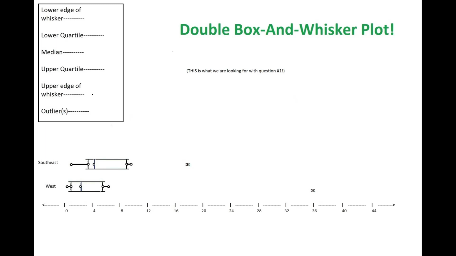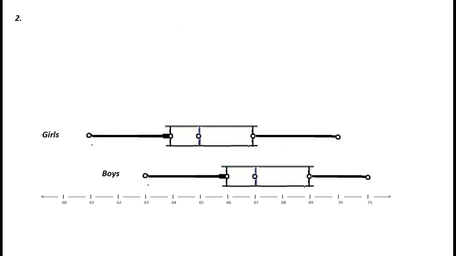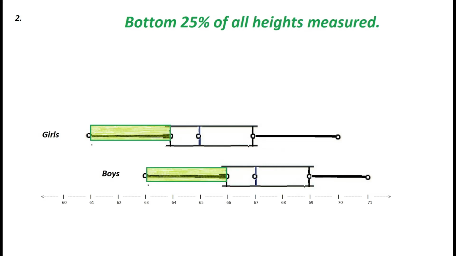Now, this is finally question number 2. The height in inches of girls and boys. And we've got a double box plot again, a double Box-And-Whisker plot. And if you notice, I moved that title out of the way because I'm going to need that space. Here's the bottom 25% of all the heights measured. So for the boys, the bottom 25 is between 63 and 66 inches. For the girls, it's between 61 and 64 inches.